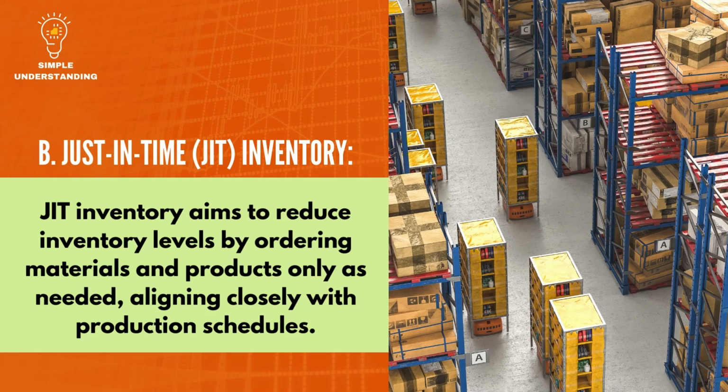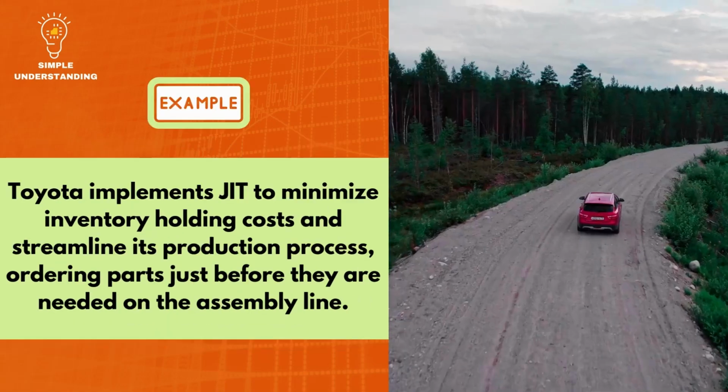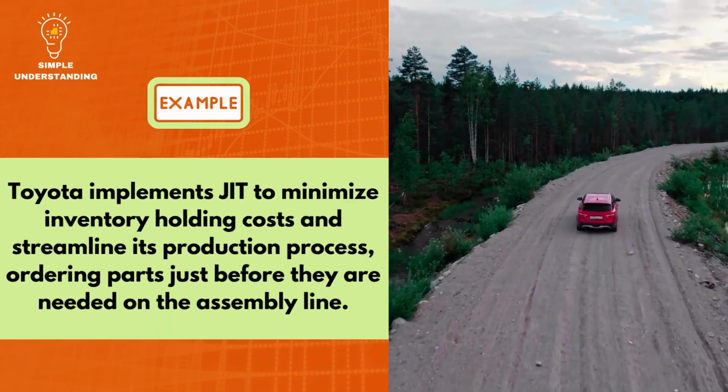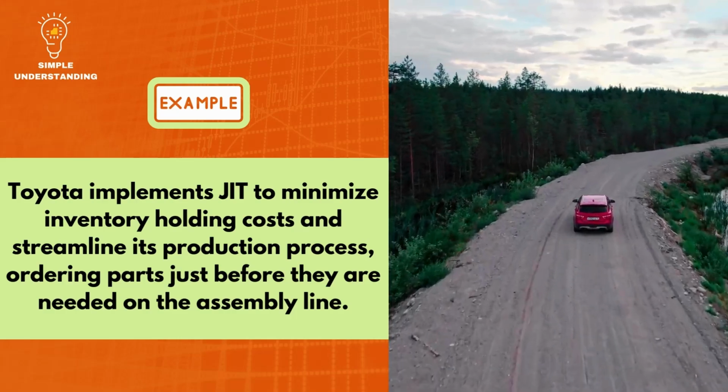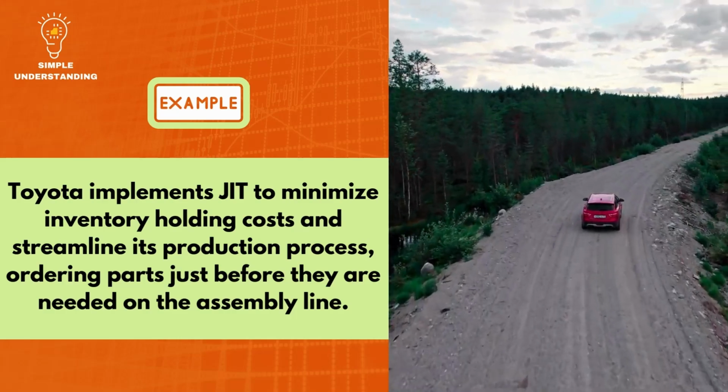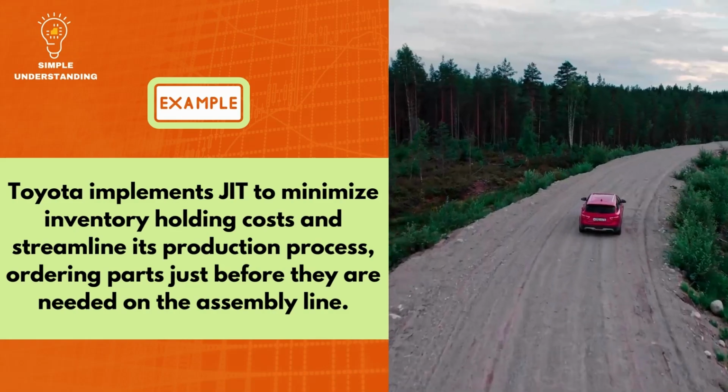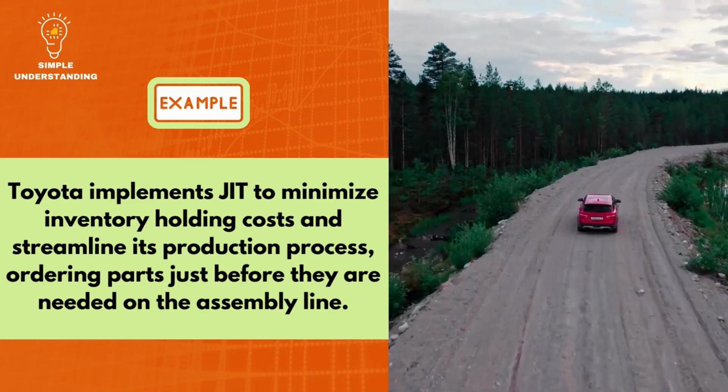B. Just-in-time, JIT, inventory. JIT inventory aims to reduce inventory levels by ordering materials and products only as needed, aligning closely with production schedules. Example: Toyota implements JIT to minimize inventory holding costs and streamline its production process, ordering parts just before they are needed on the assembly line.